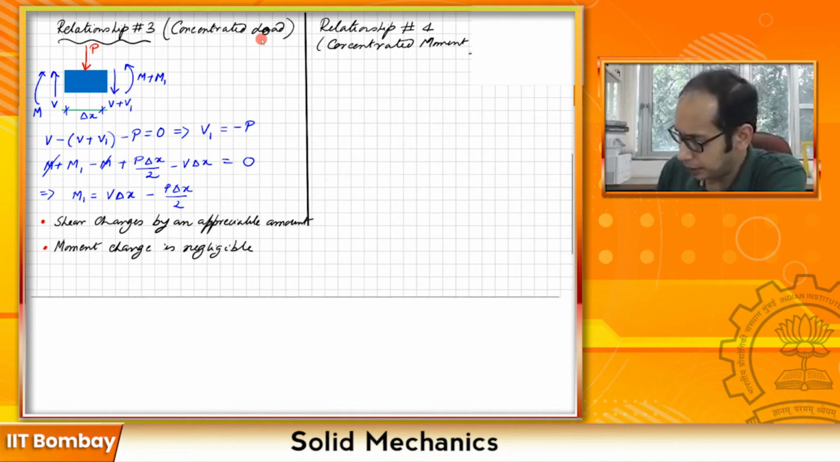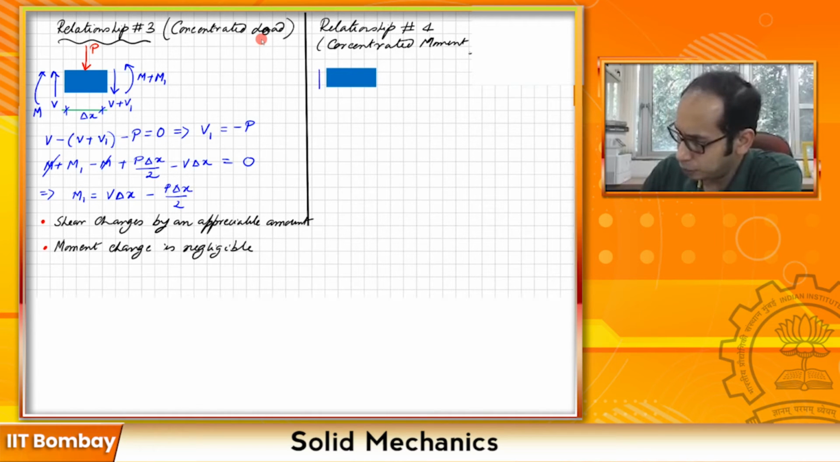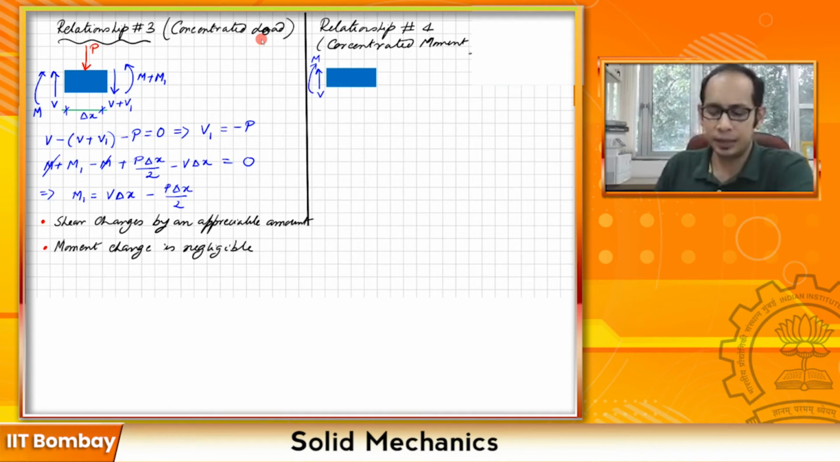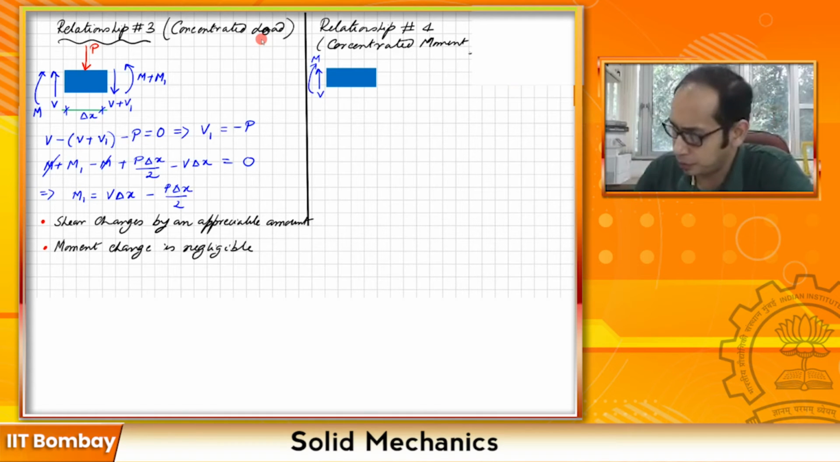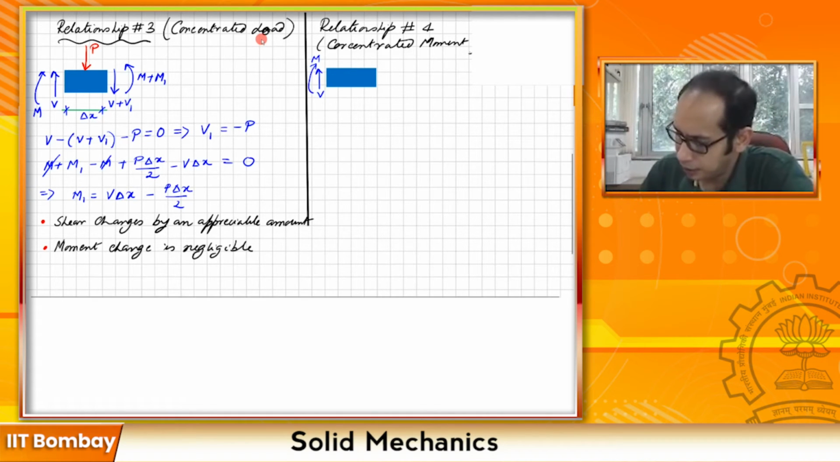So again, let's take the same element. If I take another small element over here, where you have the force V and M, and here let's say we have a couple, a point couple. So the point couple meaning we have something like this over here, which is acting.